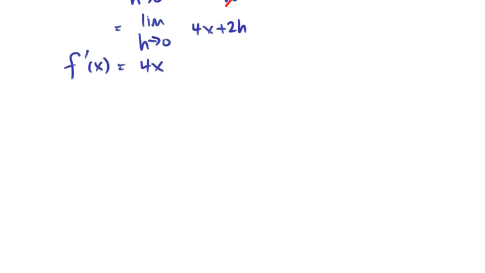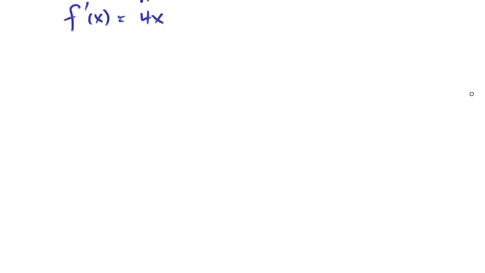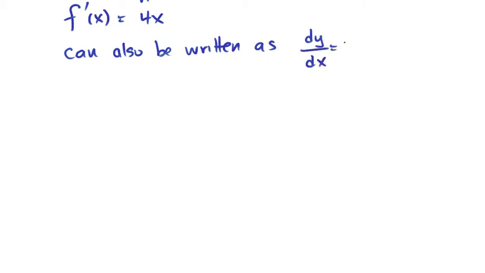There are some equivalent notations for f prime of x equals 4x. We can also write this as the derivative with respect to x as 4x, or the derivative of our function with respect to x is 4x. All of these are equivalent notations.